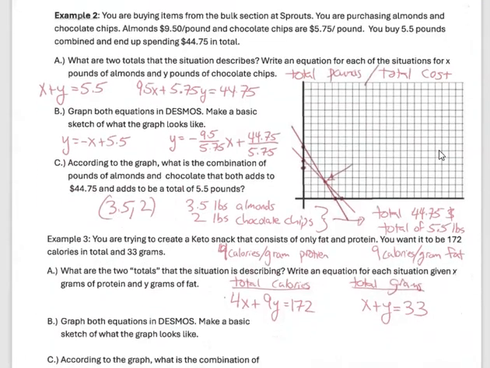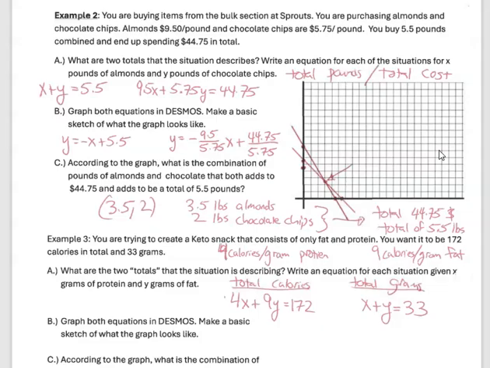Now, this next problem right here is more complicated. It says you are buying items from the bulk section at Sprouts. You're purchasing almonds and chocolate chips. Almonds are $9.50 a pound and chocolate chips are $5.75 a pound. You need to buy 5.5 pounds combined and you ended up spending $44.75, not thinking about tax.